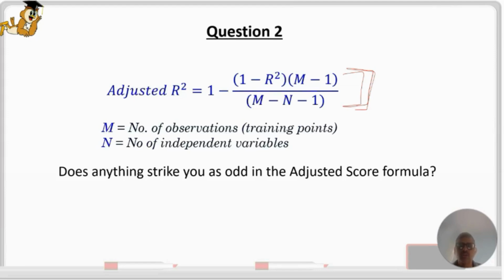Now this is the formula for adjusted R square, and when I looked at this adjusted R square score for the first time, I remember thinking that there was something odd about this formula. So if you would like to pause this video for a moment and look for yourselves what's a little bit odd about this formula, stop the video here. I'll give you a second and then I'll tell you the answer to this question.